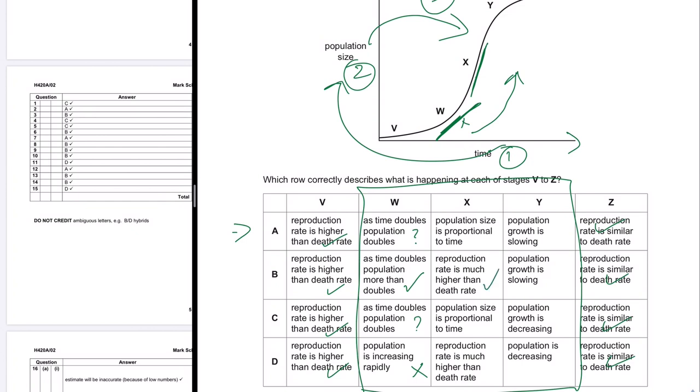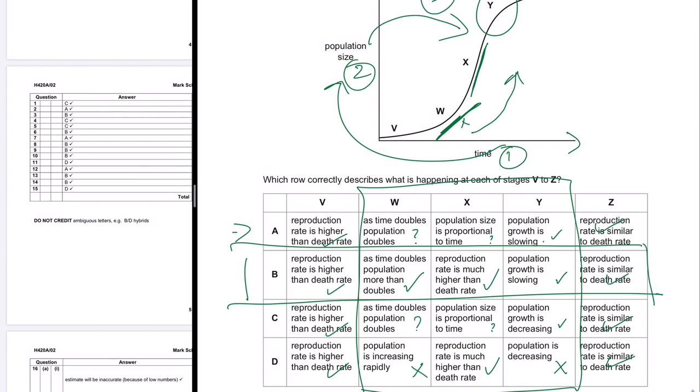Population size is proportional to time. I'm not really sure about these. Reproduction rate is much higher than death rate. Population growth is slowing. At Y now, population growth is slowing. Population growth is decreasing is also true. Population is decreasing is definitely not true at Y. So I guess the one that is satisfying most of our conditions is B. So that's the one I will go with.